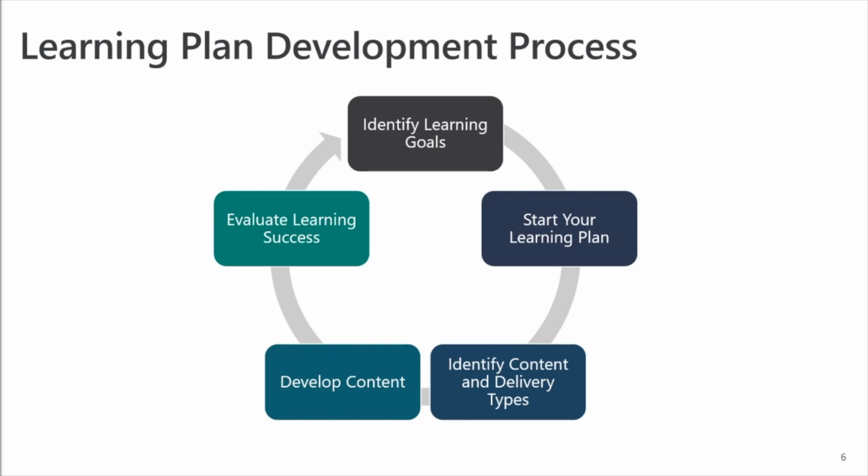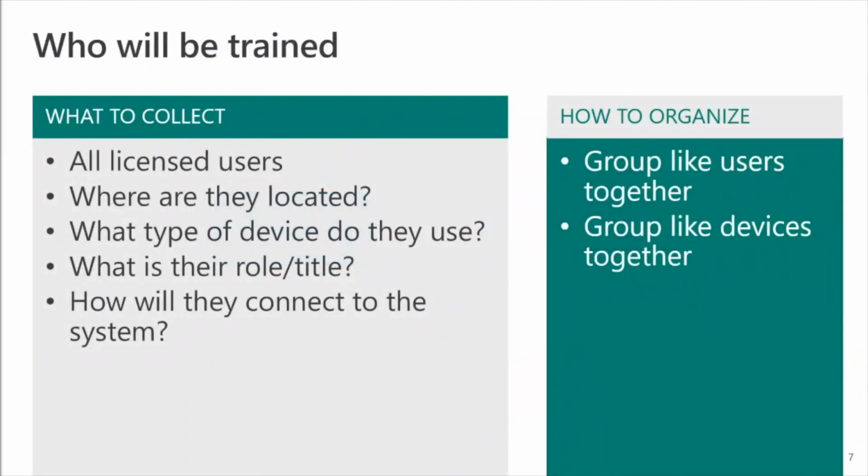Diving into some more details about this, I'm going to talk about the who, what, when, and where. Starting out with the who. When we think about who will be trained, there's a couple different pieces of information that you're going to need to gather. You're going to need to make sure that you're covering all of the licensed users for your application, whether that's just finance and operations, or if that includes some customer engagement components or human resources applications. If you've built some Power Apps or some Power Automates that users are going to use as a part of their business processes, you'll want to include those as well.